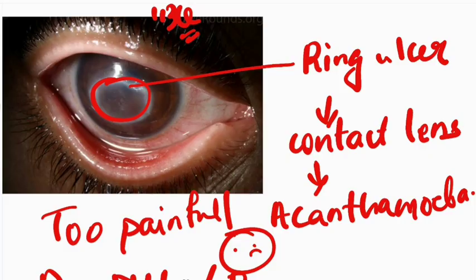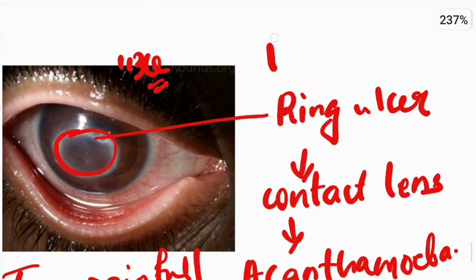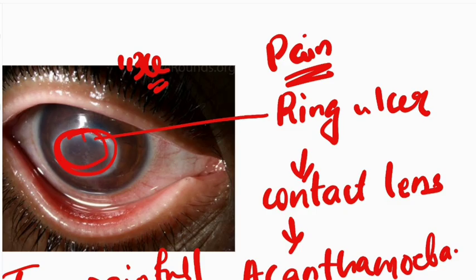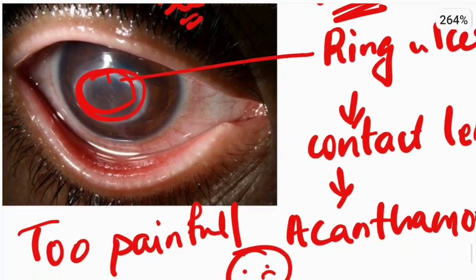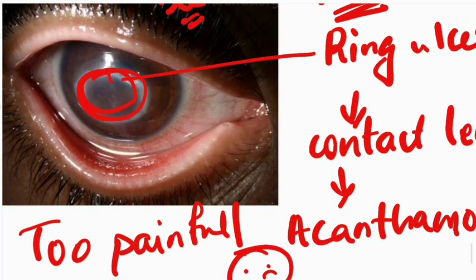Here one of the histories they are going to give is pain that is very disproportionate to the clinical finding. It is going to be extremely painful. All you may see is a ring ulcer, but the patient is going to cry loud in pain. Now, a ring-shaped ulcer is a classical clinical finding that points towards Acanthamoeba keratitis.